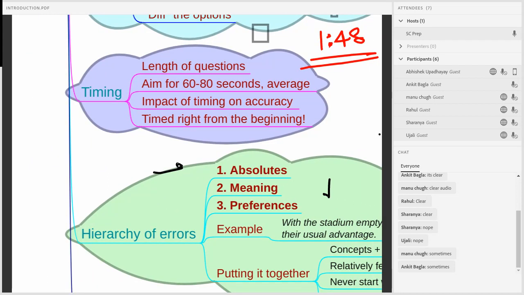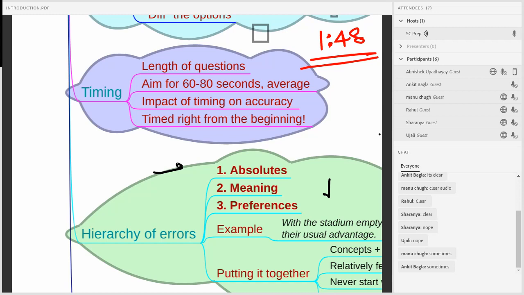Now, very quickly, let's talk about timing. We know that SC questions are generally shorter. Some of them can be really long, right? Like some of them are like 50 plus words fully underlined. Now, if you can imagine what 50 plus words fully underlined is, 5 options, all of them 50 plus words, you're basically looking at an RC passage, like a short to medium RC passage.